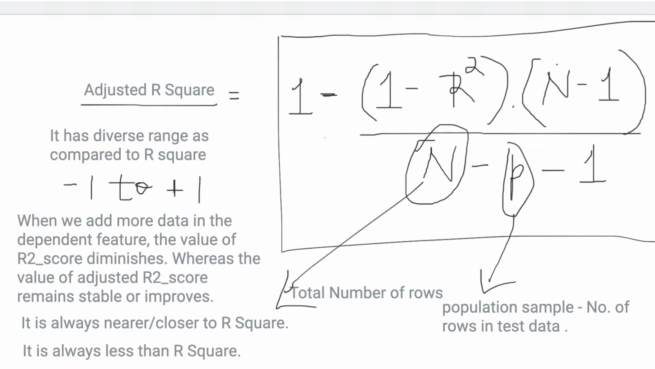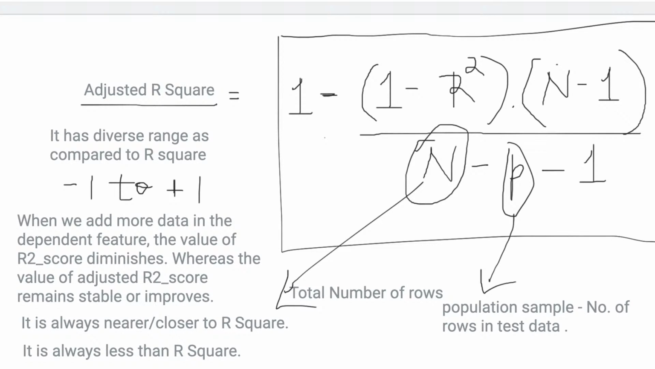All right. Cool. So does anyone have any doubts? All right, cool. So this is adjusted R square.